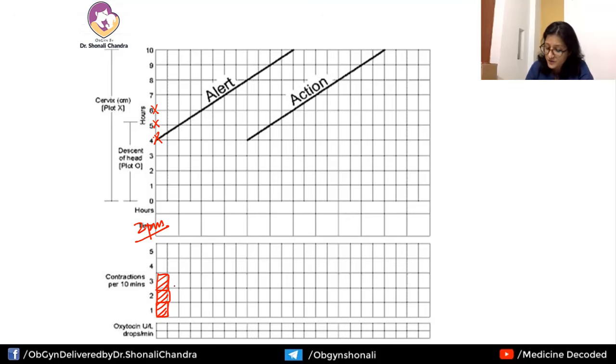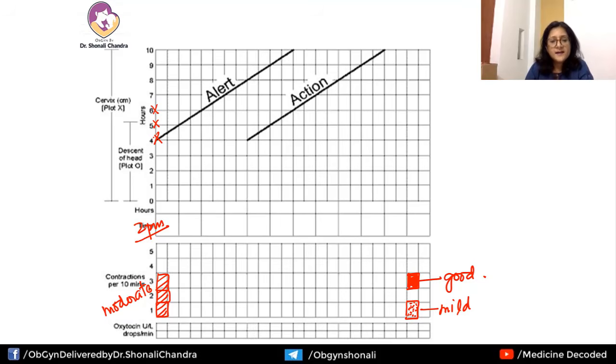If she would have been getting mild contractions, I would have just filled the box with dots. And if she's getting good contractions, the box is completely shaded, right? And the number of boxes shaded means the number of contractions in 10 minutes, right?